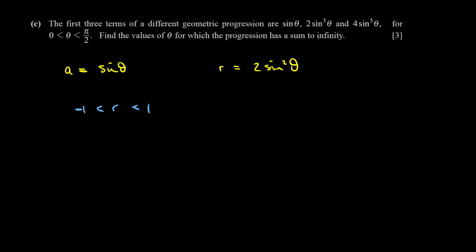So automatically, we already know that r must be greater than -1, right? Because actually we know that r is greater than 0. So we don't have to worry about this side of the inequality. All we've got to worry about is this side. So we've got to try to find the values of theta such that 2 sine squared theta will be less than 1.